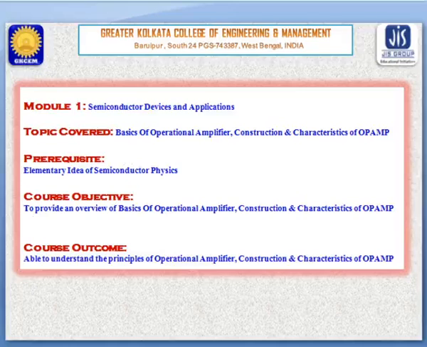Course objective is to provide an overview of basics of operational amplifier, construction and characteristics of OPAMP. So after completion of this part, students will be able to understand the principle of operational amplifier, its basic construction, and different characteristics of an OPAMP. So these will be considered as possible course outcomes.